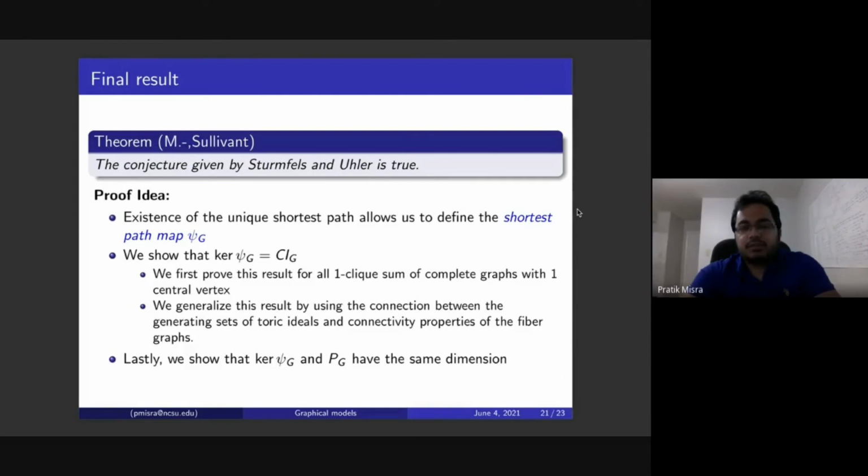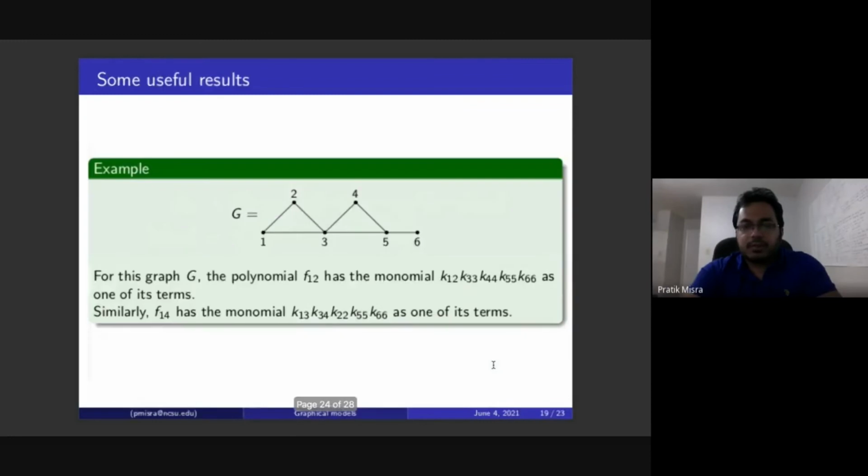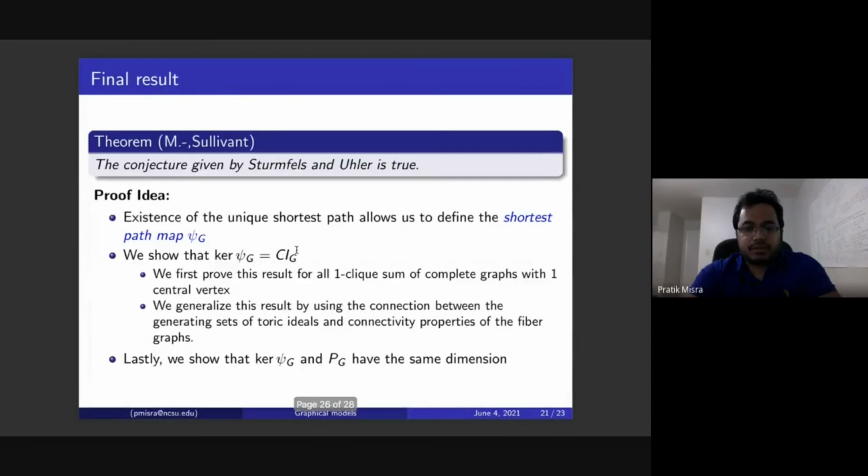The way we showed this is we first proved the result for all one-clique sums of complete graphs having exactly one central vertex. What I mean by that is if we consider this graph, then 3 is the only central vertex over here. So this comes in the category of graphs with exactly one central vertex. But if we consider, say, this one, then we saw earlier that 3 and 5 are both central vertices. So this is something that we do not count in our first case.